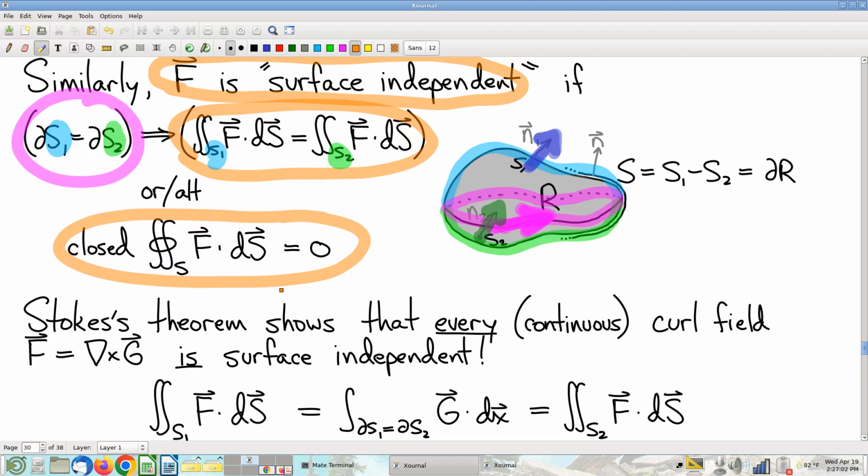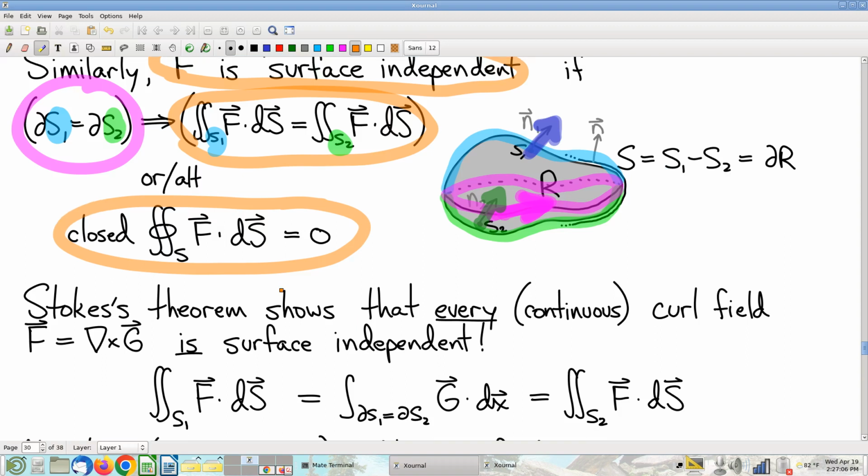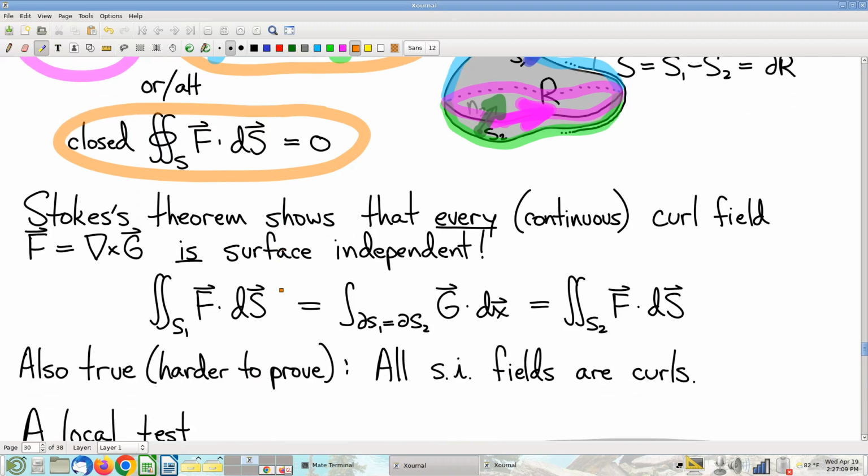So are there any actually surface independent vector fields? And yeah, it turns out there's actually a bunch of them. And that is curls. Curls are all surface independent. Here's why.